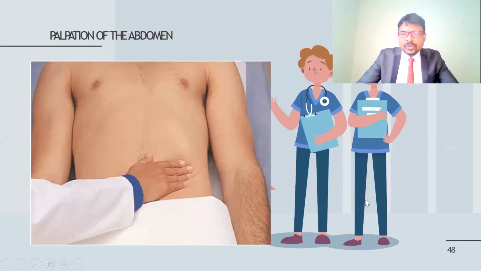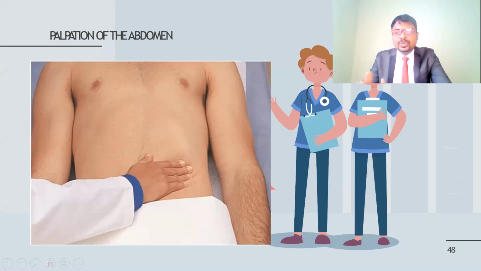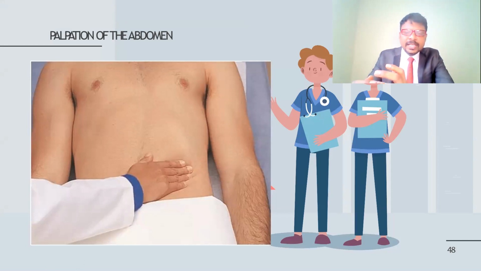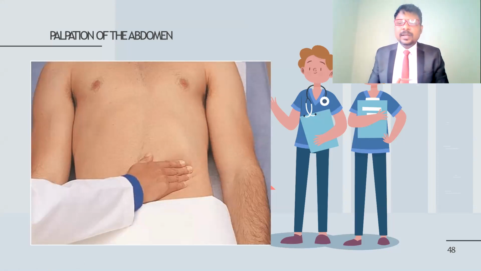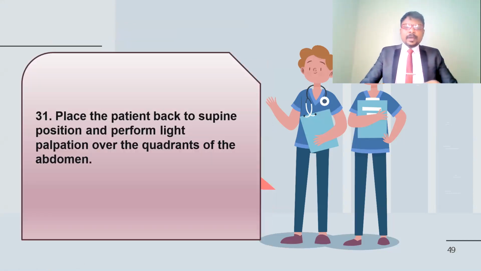And also palpation. We have to palpate the abdomen. Palpation gives clues about any tenderness or any extra growth, any masses in the abdomen. Then we can understand whether it is because of a mass, a tumor, or the presence of hernias, or whether there is tenderness. These are what we can find.